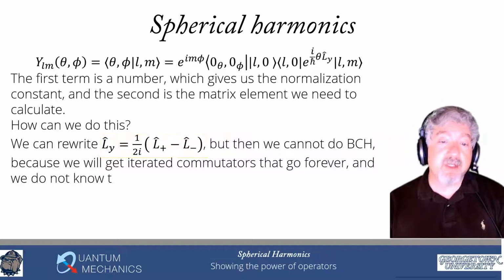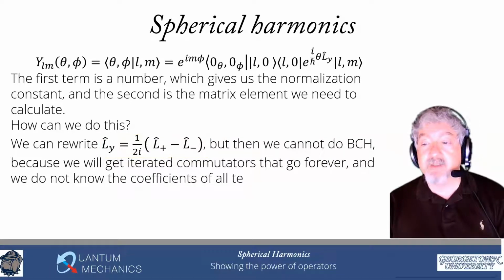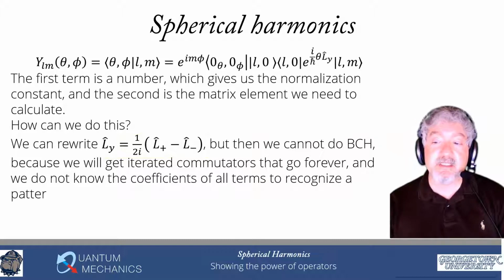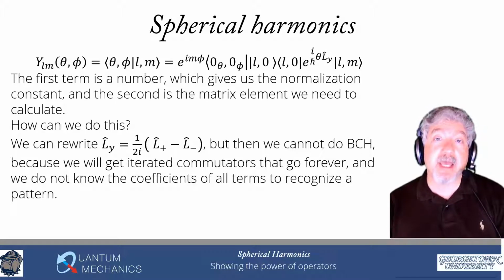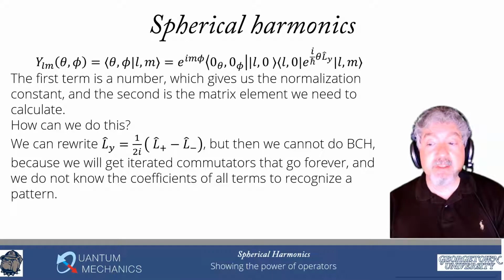But we find if we try to do that, we'll get a commutator of L plus with Ly, and that's Lz. And then I'll get a nested commutator of L plus or L minus with Lz, and so forth. And it just keeps going on forever. It never ends, and since we don't know the coefficients of all the terms, we'll never be able to recognize a pattern. It's not a simple expression like the Hadamard lemma. The BCH is this very complicated expression, and so trying to do this with BCH just doesn't lead you anywhere.